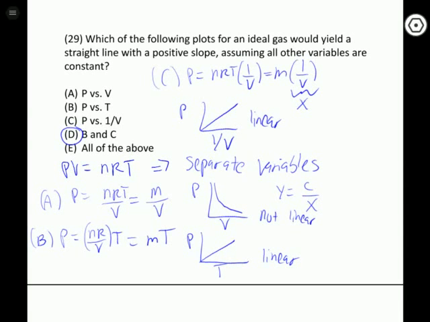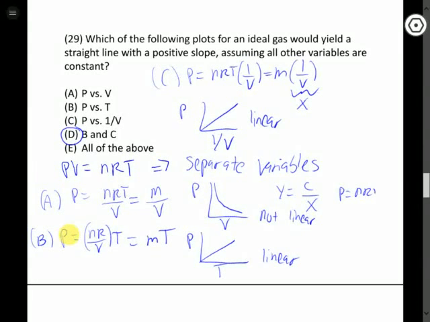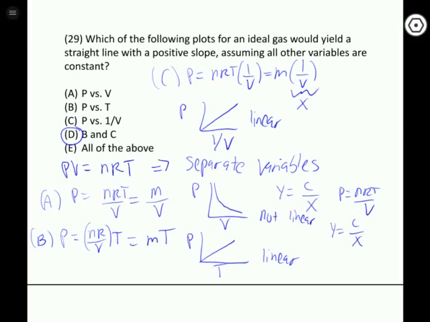So A is not linear because this equation, P is equal to nRT over V, is sort of the same as y is equal to some constant divided by x. So it's x to the minus 1 power. So volume is inversely related, so you don't get a linear relationship. You only get a linear relationship when it's y equals something times x, not something divided by x.